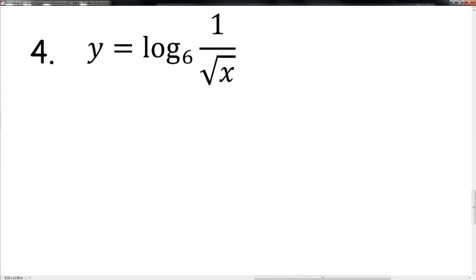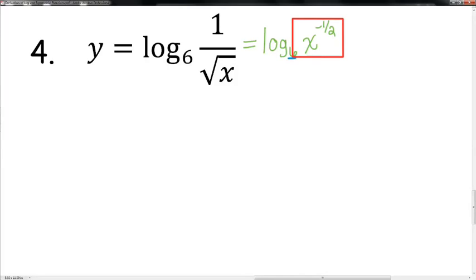Number 4, y is equal to log base 6 of 1 over the square root of x. So let's go ahead and fix it and move the square root of x to the numerator. So we have log base 6 of x to the negative 1/2. And once again, I'm going to underline my power. There it is in blue. And just like ln, I'm going to put a box around my x to the negative 1/2 because that's what's going to go in the denominator.